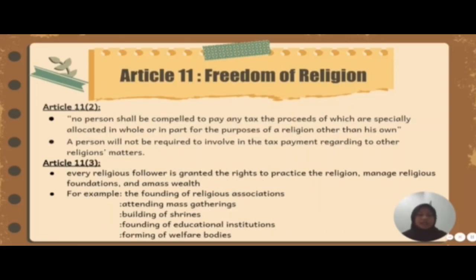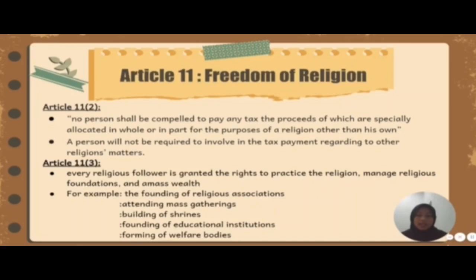And then Article 11, Clause 2 states that no person shall be compelled to pay any tax, the proceeds of which are specially allocated in whole or in part for the purpose of a religion other than his own. This statement means that a person will not be required to be involved in tax payment regarding other religions' matters.